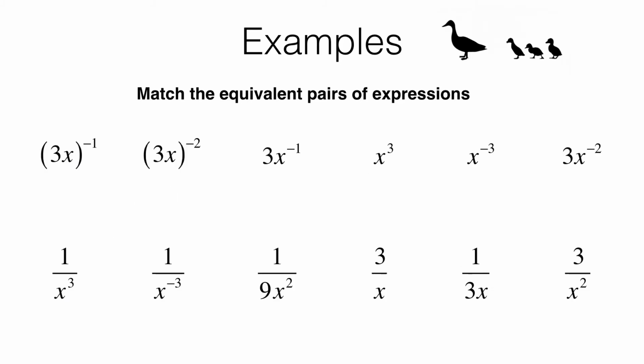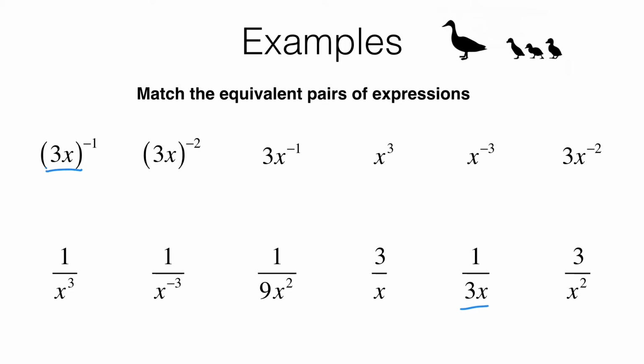So in these examples we are going to be matching the equivalent pairs of expressions. I'm going to look at the expressions on the top row and match them with the correct expressions down here. So if I start off with 3x to the power of minus 1, that is going to be the reciprocal of 3x, so that's literally 1 over 3x, so I can see I'm matching that one there with this one here, so I'm going to underline that one in blue.